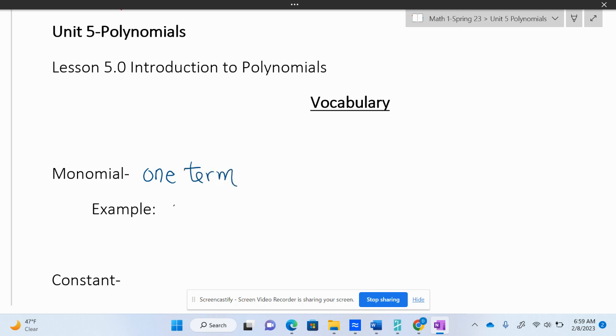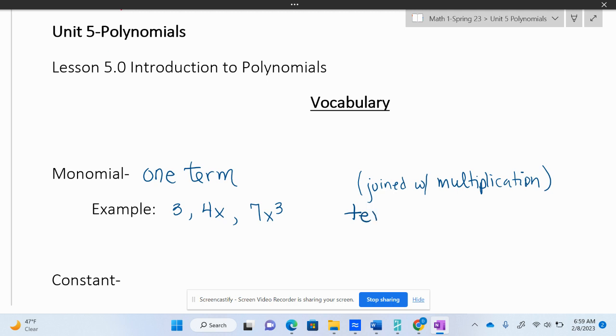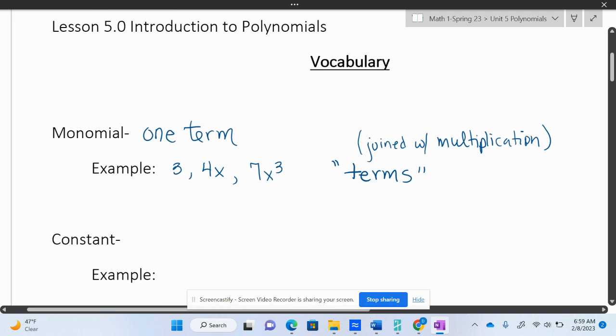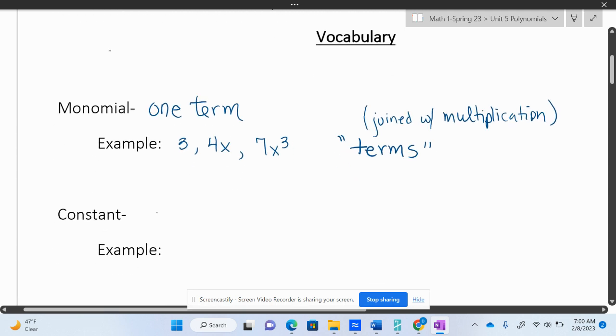An example could be 3, or another example, 4x, or 7x cubed. Okay, so monomials are joined with multiplication. Okay, and you learned to call these terms. These were just terms. Okay, a constant is just a number.